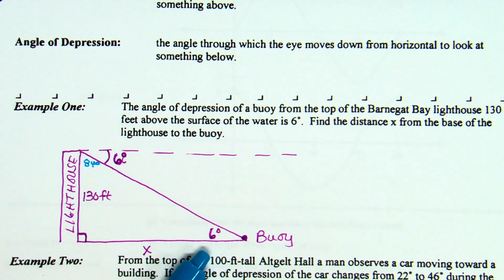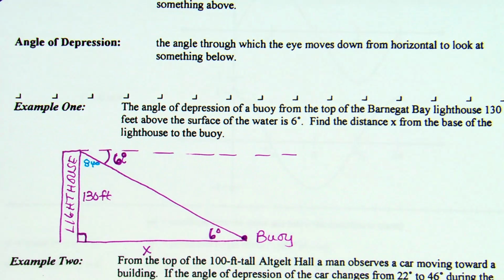Technically, we have options, but tan of 6 degrees is going to equal what? Because I agree. Okay. Tangent of 6 degrees equals 130 over x because of SOHCAHTOA. Tangent is opposite over adjacent, so that's 130 over x.